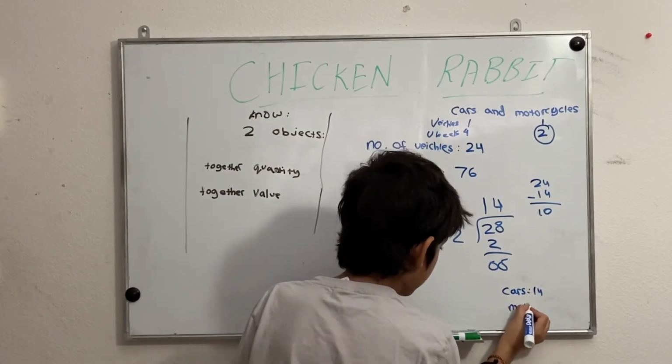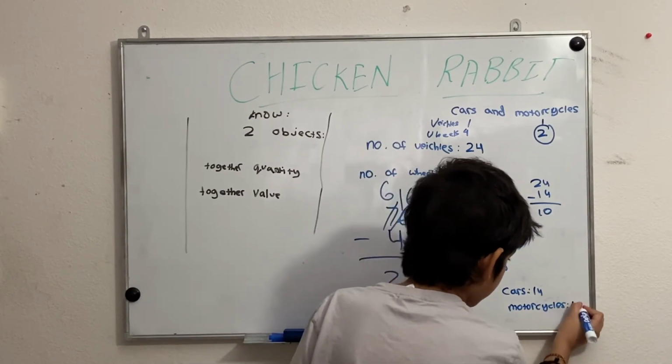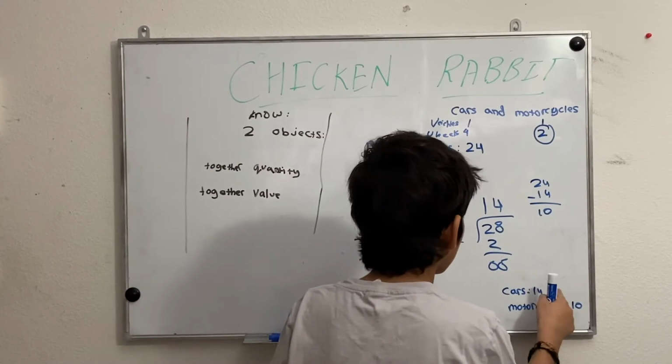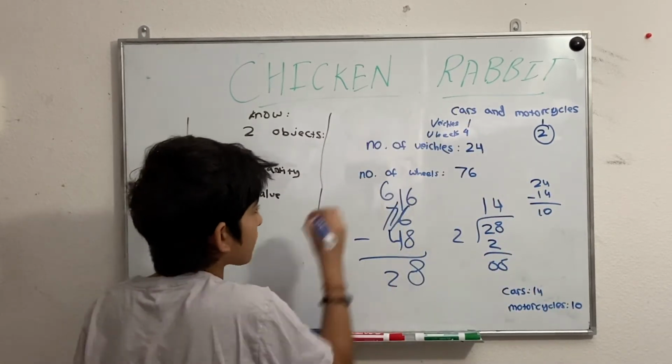We can even check this. Here, I'll show you why in a moment. Okay, how are we going to check it? Well, all we've got to do is take the number of cars and multiply by how many wheels there are. So 14 multiplied by 4.